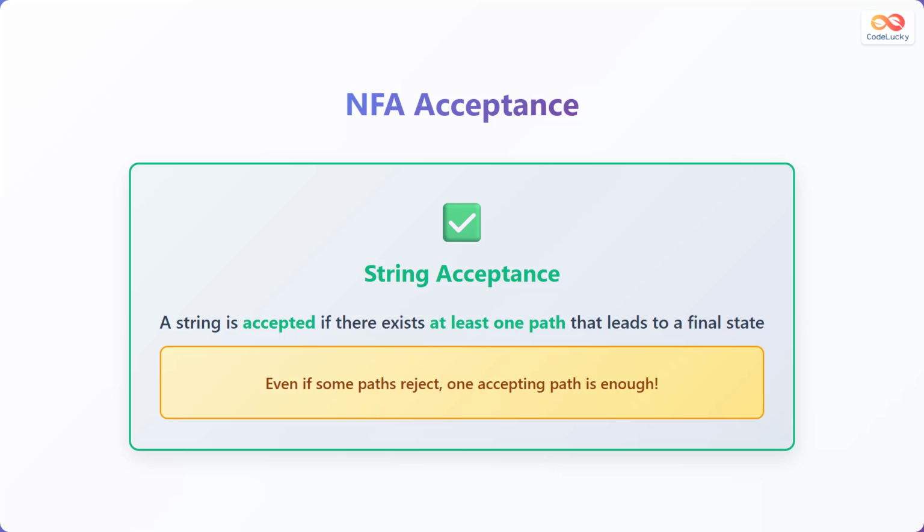Now let's understand the acceptance criteria for NFAs. A string is accepted by an NFA if there exists at least one path that leads to a final state. It means that even if some paths reject, one accepting path is enough for the string to be considered accepted by the NFA.